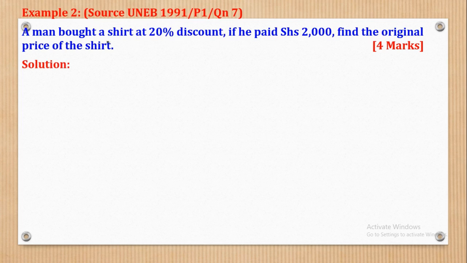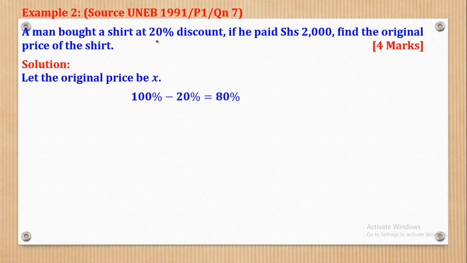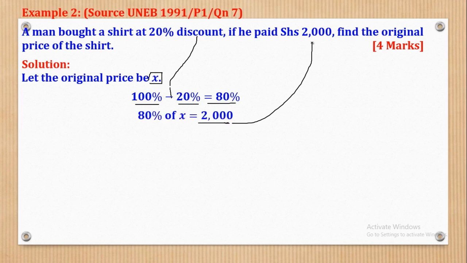So what we are going to do, we shall first let X be the original price or the old price, and after that we shall also get the new percentage, which is 100 minus 20. Minus is because there is a discount, to give you 80%. What does that mean? It means that 80% of X, which is the old price, will give you the new price, which is 2,000.